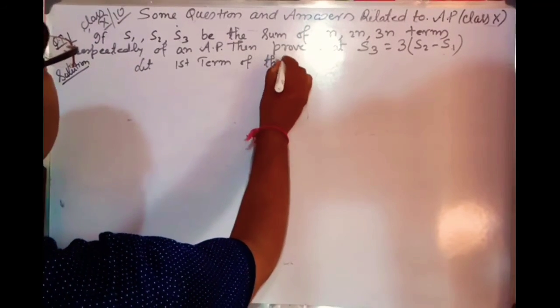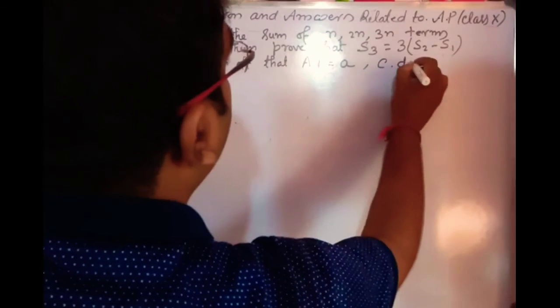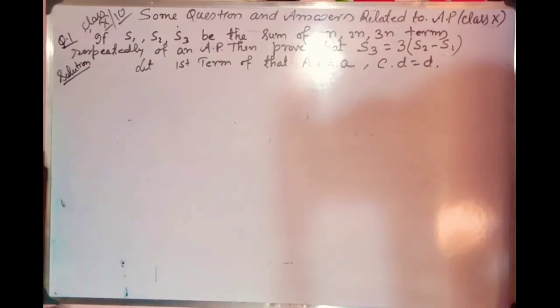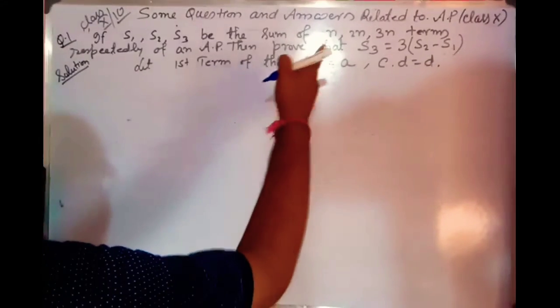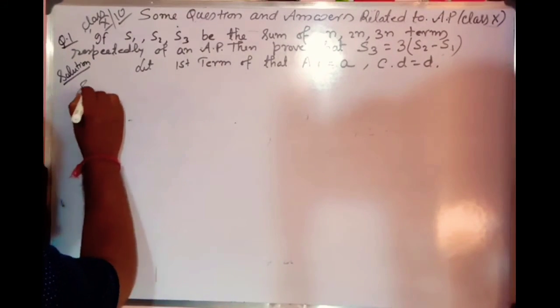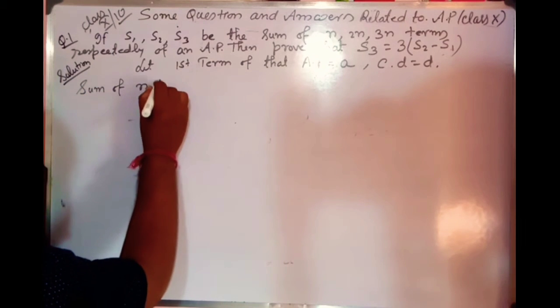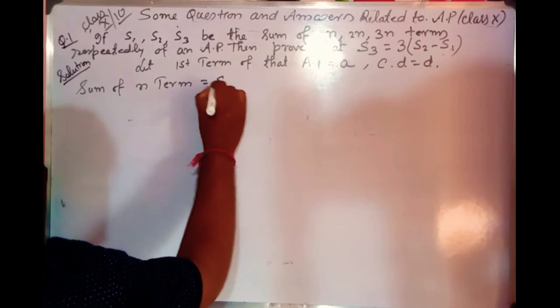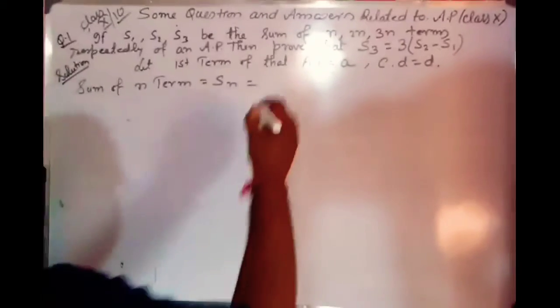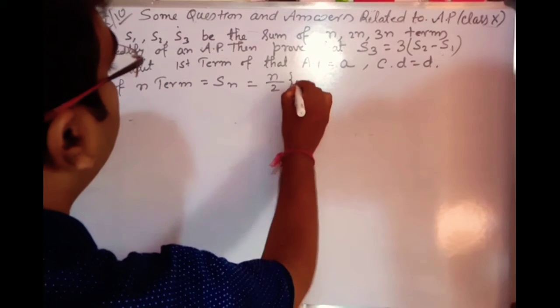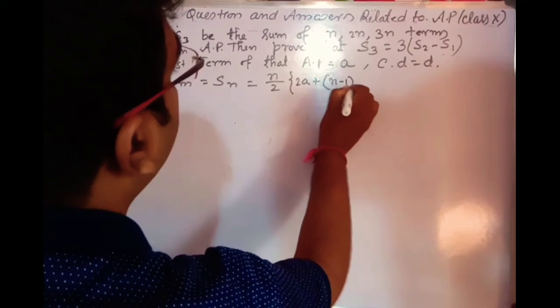We know that the sum of an arithmetic progression, so let the first term of that AP be equal to A, and the common difference we are taking as D. So Sn, the sum of n terms, is equal to how much? Sn is equal to n by 2 into twice A plus n minus 1 into D.